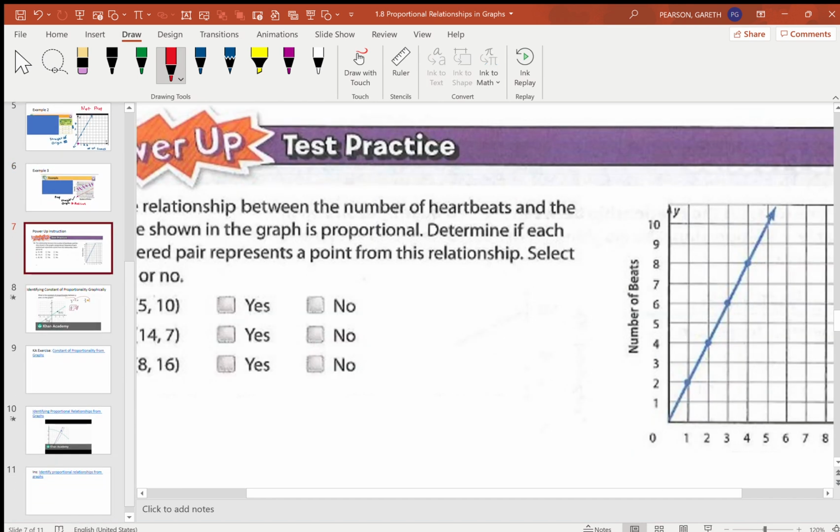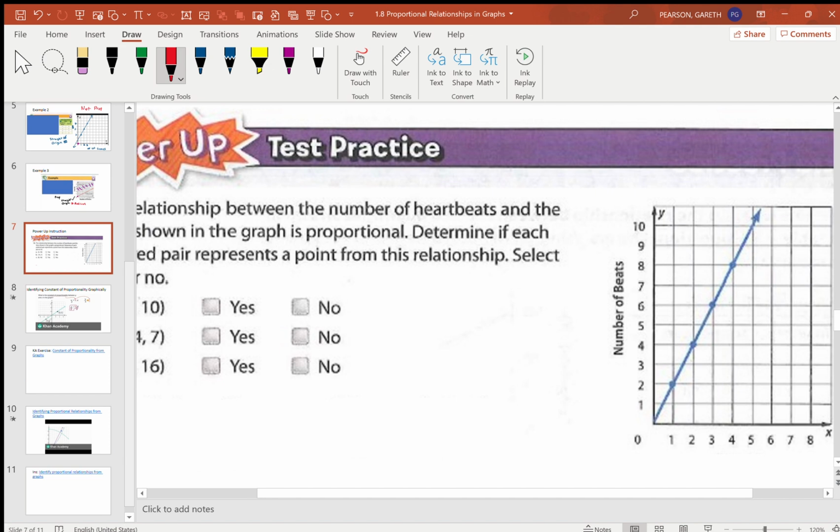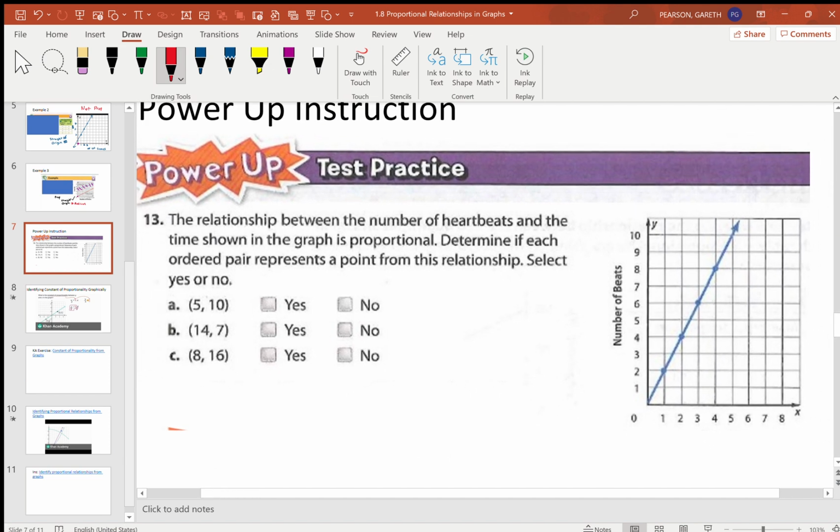Here, this one they're trying to be a little bit tricky. They're changing things up on you a bit. The relationship between the number of heartbeats, it's a lot of words. Okay, let's jump straight to the actual question. Determine if each of these ordered pairs, so determine if these 3 options represent a point from this relationship. They're trying to make it more complicated than it is. Basically, they're showing you on the right a line that I have. See if these points are on the line. That's pretty much it. That's what they're telling you to do. So let's go ahead and try it.